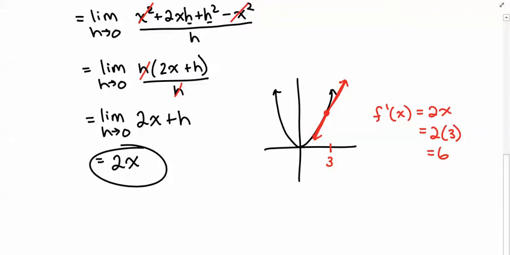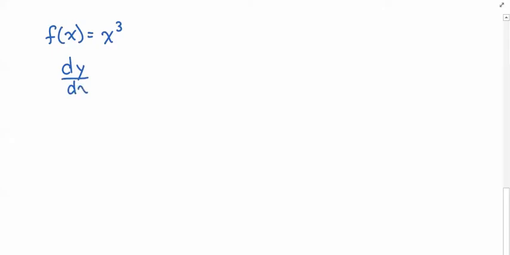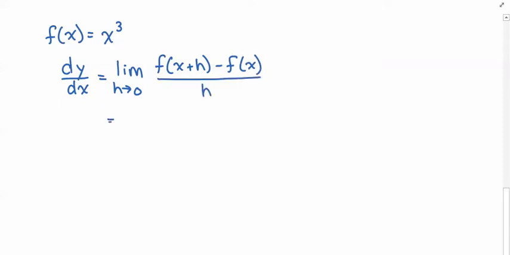Okay, so you can do this with any equation now. So let's just try another easy one. So let's say f of x equals x cubed. So if we wanted to find the derivative, let's use this notation. dy by dx, finding the change in y with respect to x. So we're using the limit as h approaches 0 for f of x plus h minus f of x over h. So I just have to sub all that stuff in.